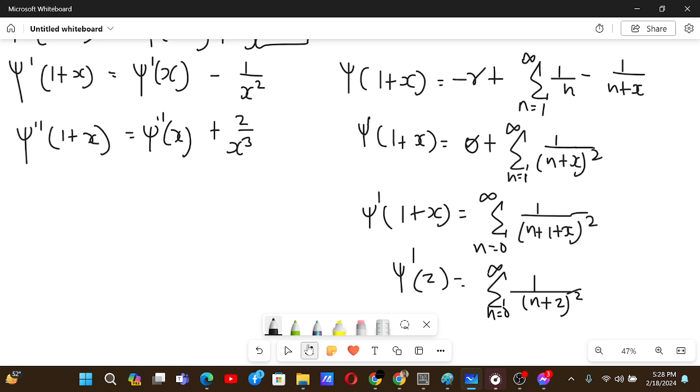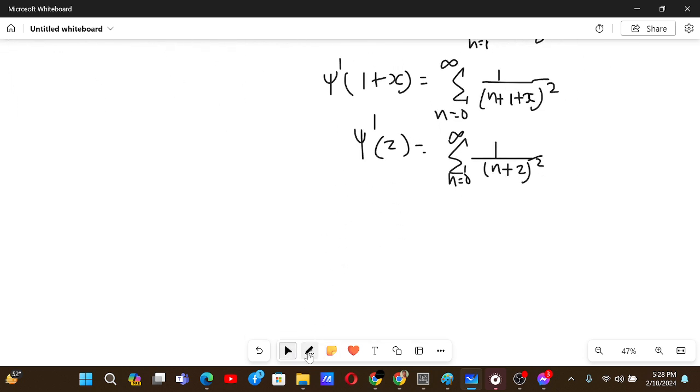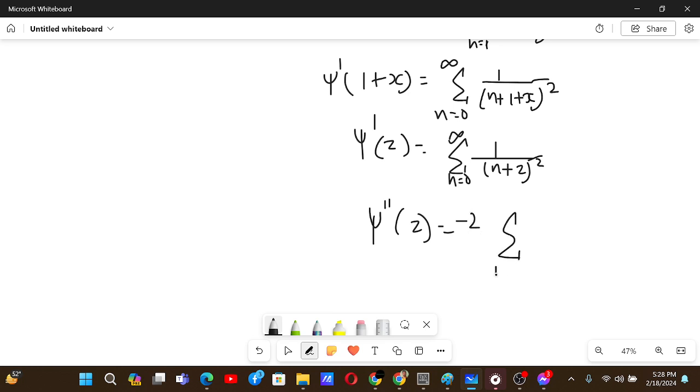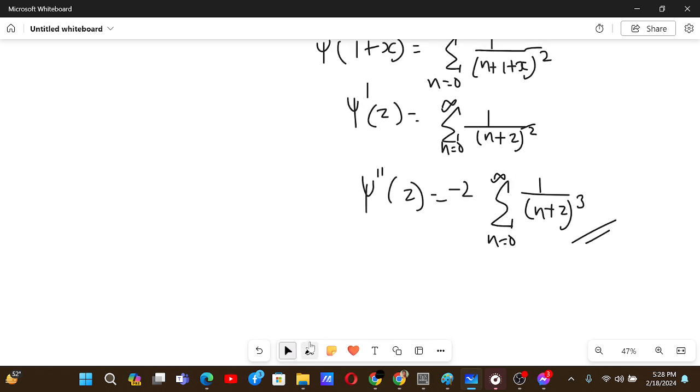Now we can find the quad gamma function. The quad gamma function will be basically the derivative of this expression. So that is minus 2 times the sum from n equals 0 to infinity of 1 by n plus z whole cube. So this was the sum that we wanted, and that is actually equal to quad gamma of z by minus 2.